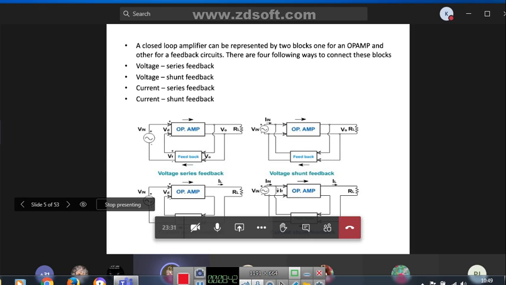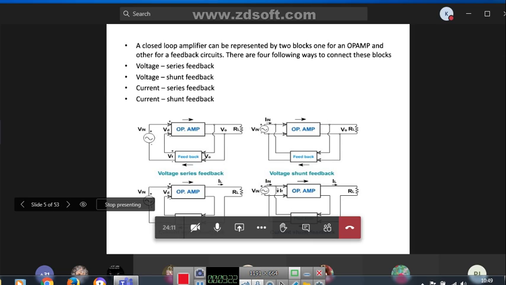So in voltage series, the part of the output voltage, so the type of sampling signal is voltage, right? So it is applied to the input side in series mixing. In voltage shunt, the part of the output signal, so here the type of sampling is voltage, that is applied to the input side with shunt mixing.